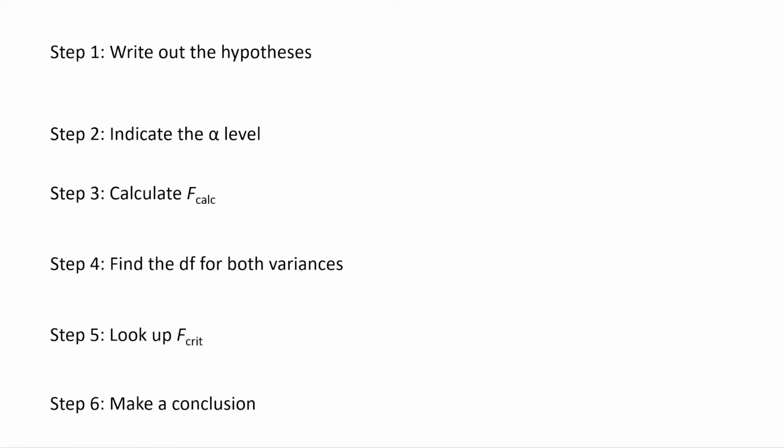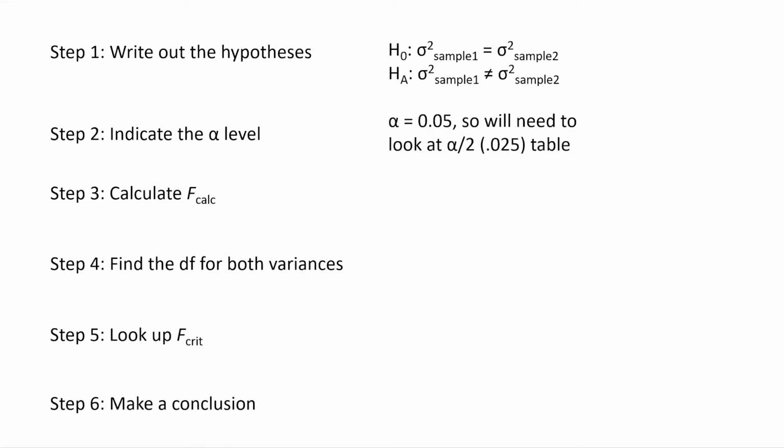So the first thing we want to do is write out our hypotheses for the F-test. Our null hypothesis is that the variances, not the means, the variances between the two samples are equal. Our alternative is that they are unequal. That's it. And that's always what they're going to be. We then have to select an alpha level, in this case 0.05. So we need to look at the alpha over 2 table. Again, not a huge concern because we'll be doing this in R.